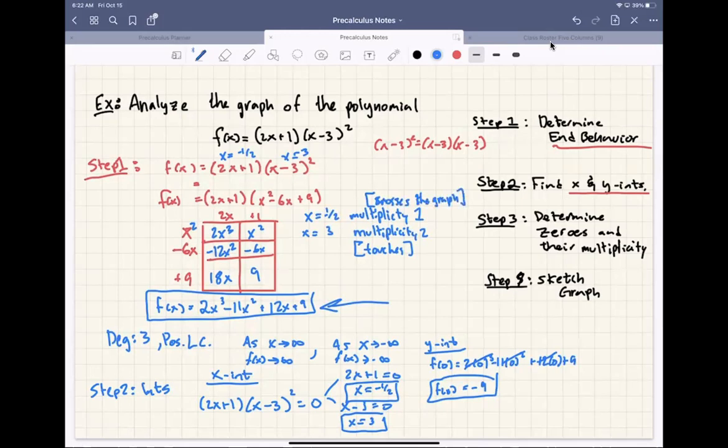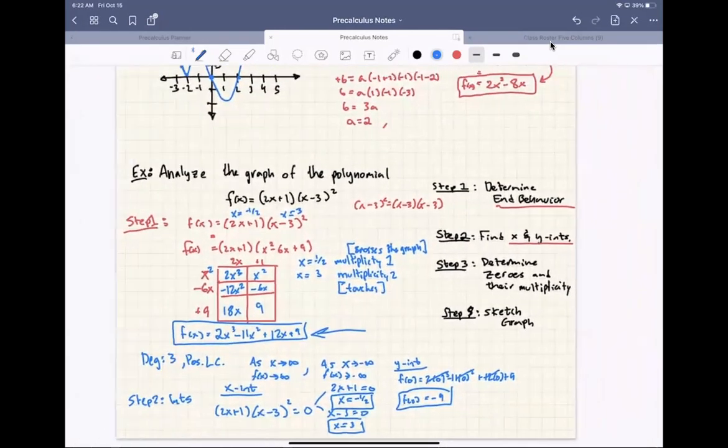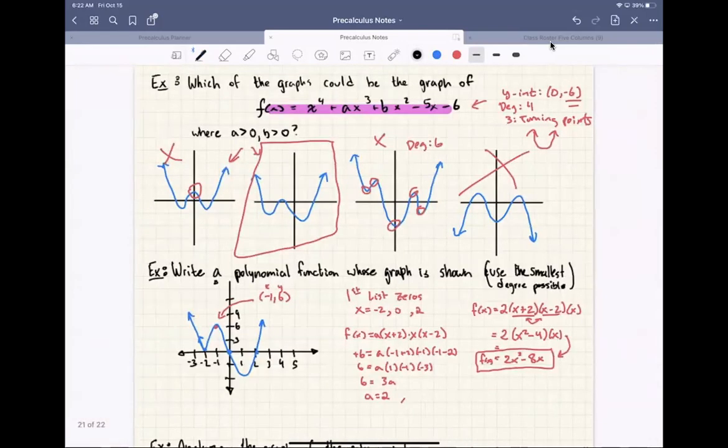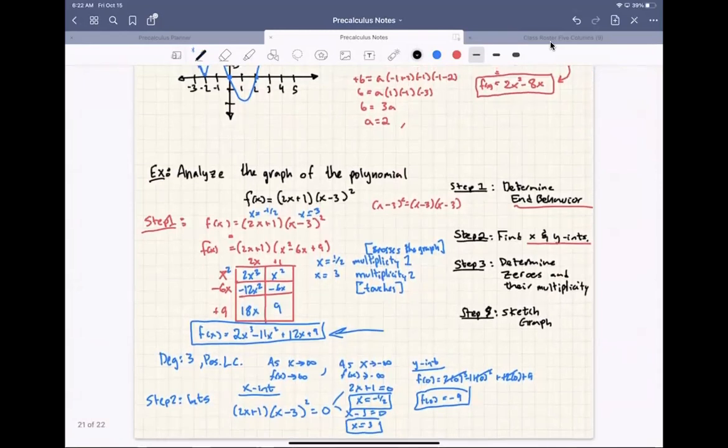All right, and now lastly, all we need to do is graph this. So we need some space. So I'm going to actually graph this on the next page. All right, so we said that x equals -1/2 has multiplicity of 1. We said x equals 3 has a multiplicity of 2. And we have a y-intercept, which we said was 9.